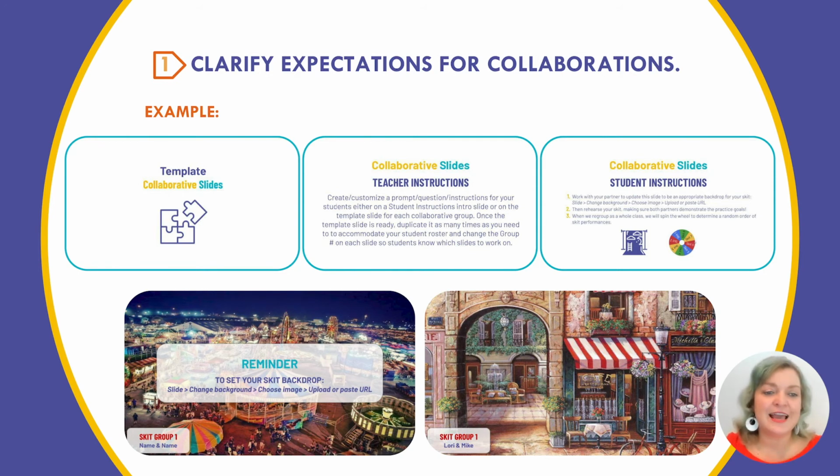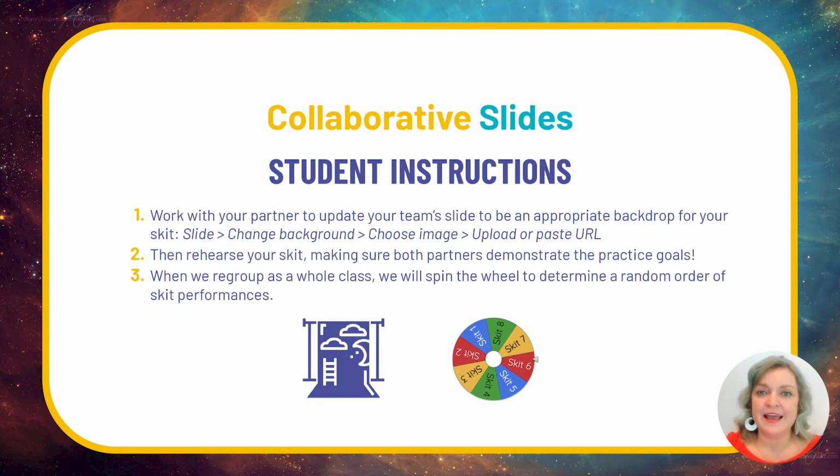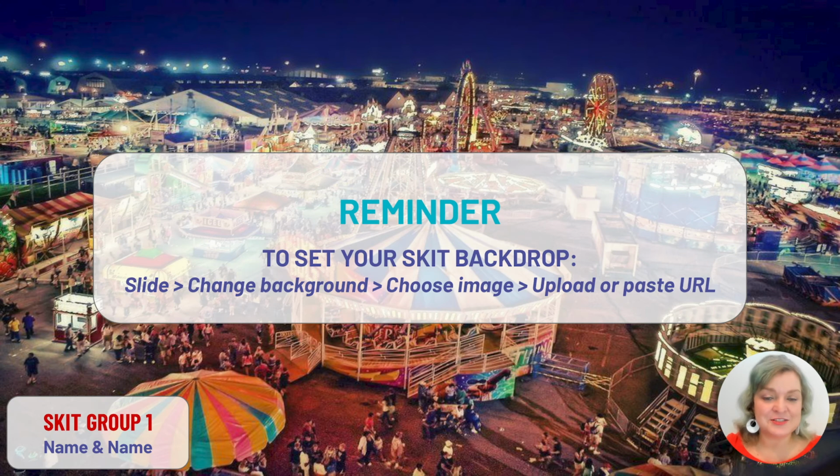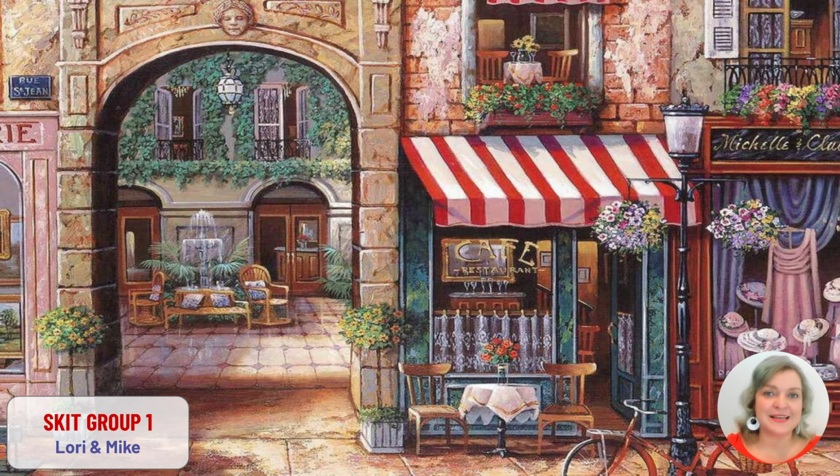In this example, you might be prompting students to do a skit or a dramatic interpretation of some sort, and notice that there's instructions in this template for teachers and then instructions for students as well. And here you're giving them 3 steps to follow using their collaborative time, letting them know what will happen when you pull them out of breakout rooms and back into a whole group activity. You're giving them a template slide to customize and use for their group. And then here's an example of what it might look like if Mike and I were partners in your class and had customized the slide for our skit where we're in a cafe, perhaps.